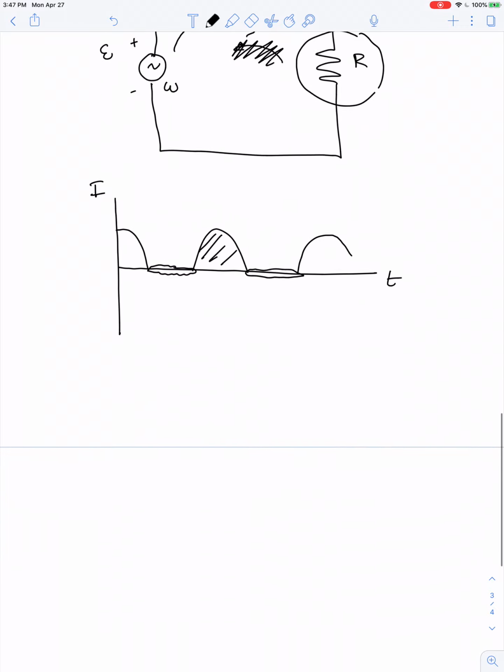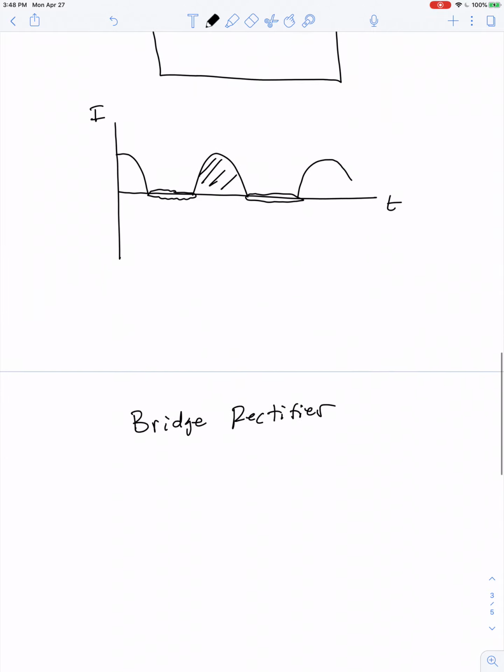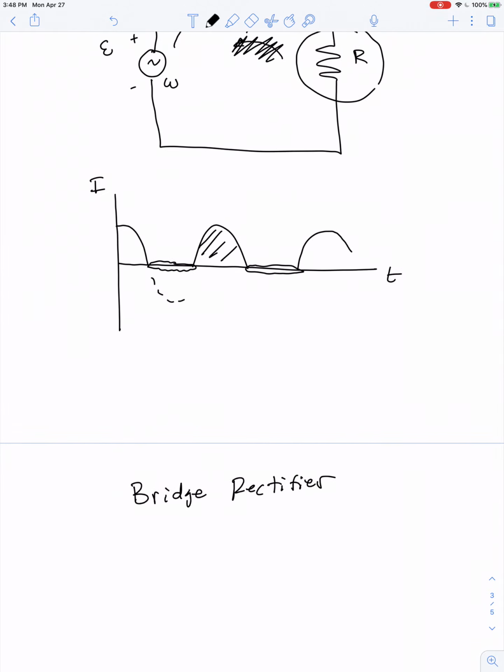So there's another way to rectify, and it looks something like this. This one's called a bridge rectifier. The bridge rectifier circuit doesn't just get rid of these negative portions of the graph, but actually has a way of turning the negatives into positives. Let me show you how.